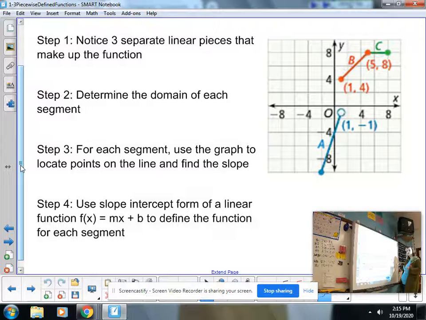Step 3, for each segment, you're going to use the graph to locate points on the line and find the slope. The points on the line, typically we want to find the y-intercept, because that will allow us to use in step 4, y equals mx plus b, or f of x equals mx plus b, to come up with the equation for the function. I am going to limit these types of questions to linear pieces. I am not going to make you come up with the equation of a quadratic piece, but that is something you should keep in mind while you're working.